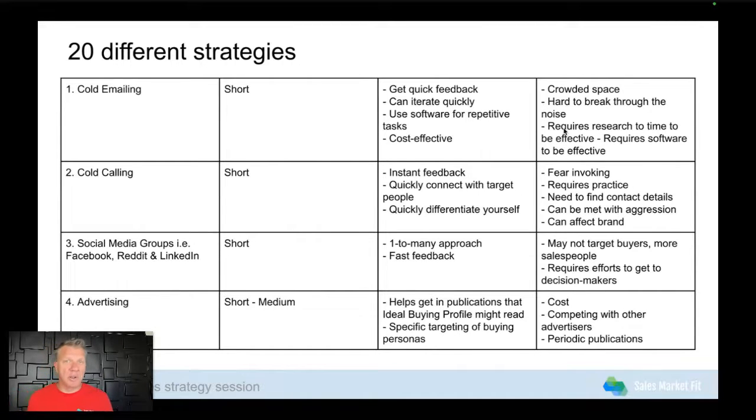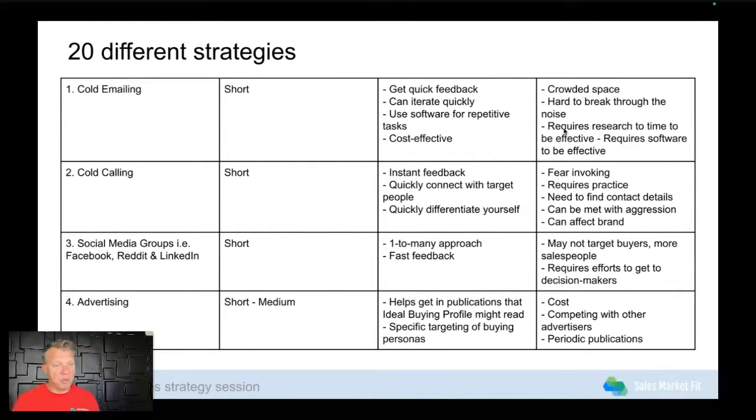But the downside of cold calling is it's fear invoking. Not many people are comfortable with it. There are people who are accustomed to cold calling and they have no fear in saying no. It can actually stop people dead in their tracks from being effective. But if you can overcome that fear, it's really beneficial.